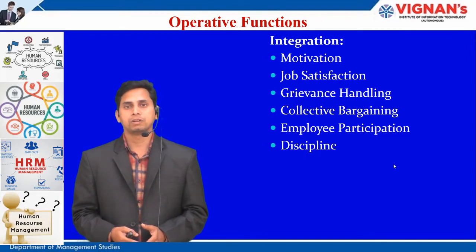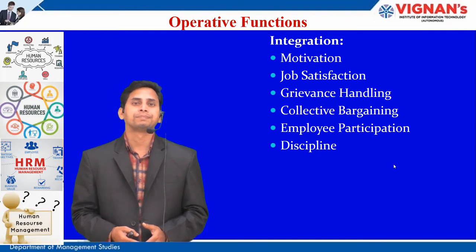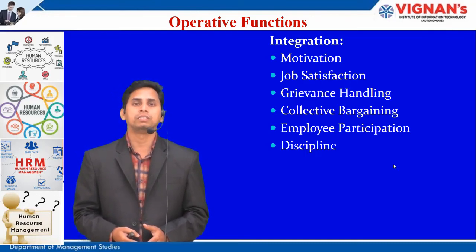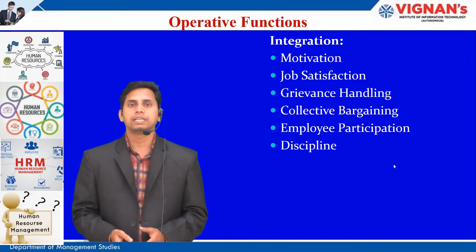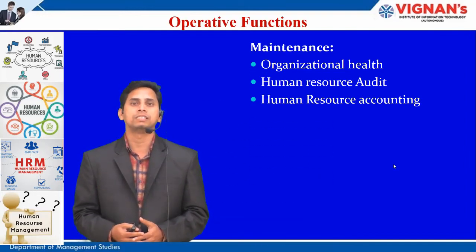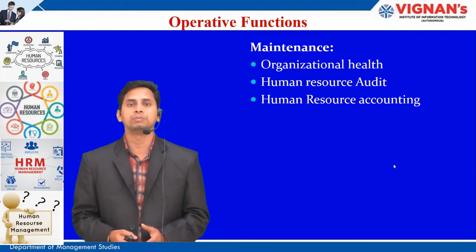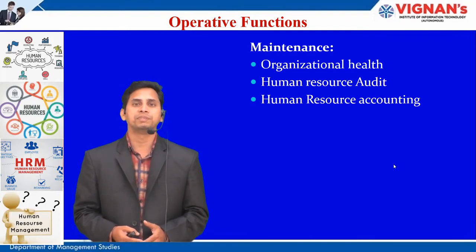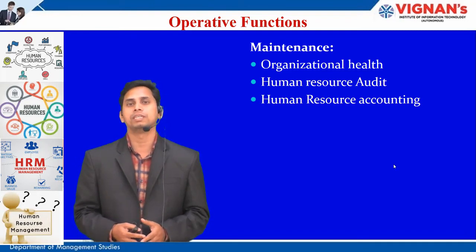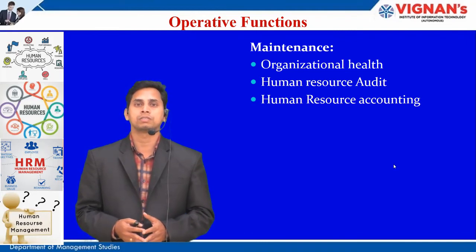And then discipline. Also ensure discipline among all the activities of human resources, which is again a part of the functions exhibited by the human resource manager. Other functions are related to maintenance: organizational health must be ensured, giving a good life for the organization. And then human resource audit. Every time you need to conduct the human resource audit, to see whether the human resource practices are going well in the organization or not, or whether there is any improvement needed for the development of the human resources. For all these things, human resource audits are required.